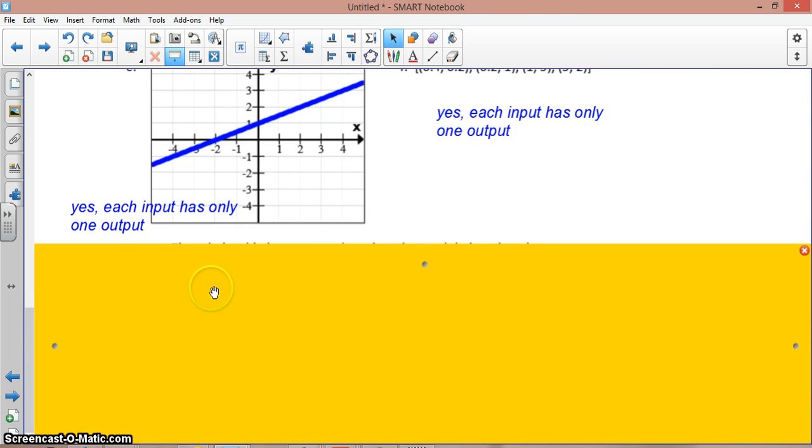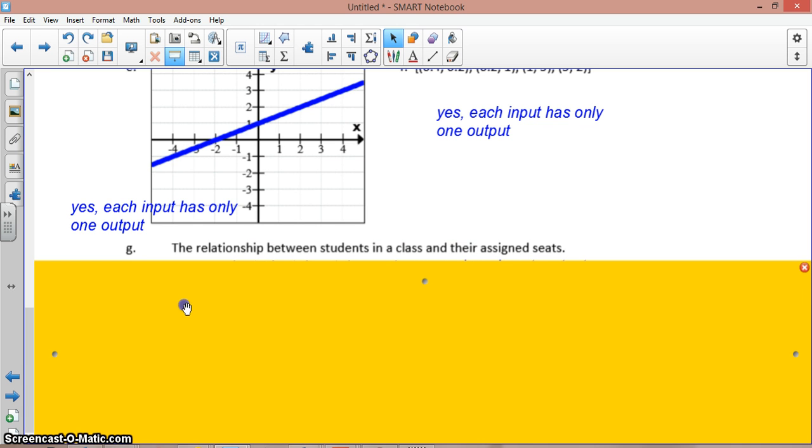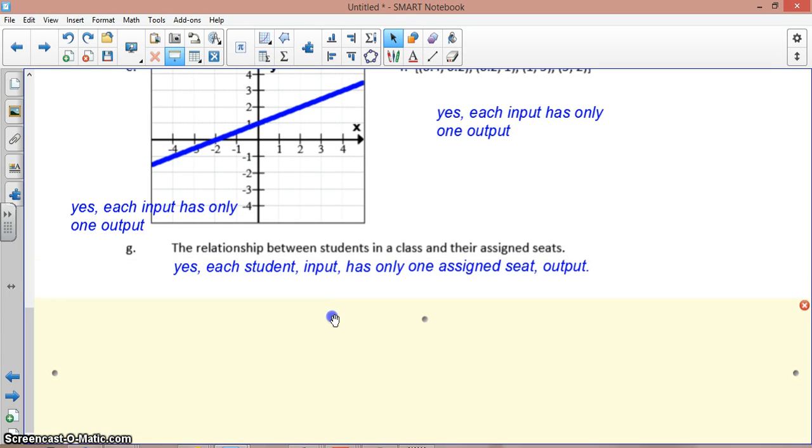Continuing on with letter G, the relationship between students in a class and their assigned seats. Well, if you think about this, how many seats did you get in this class? You only have one assigned seat. So therefore, it is a function. Each student is the input, has only one assigned seat, which is the output.